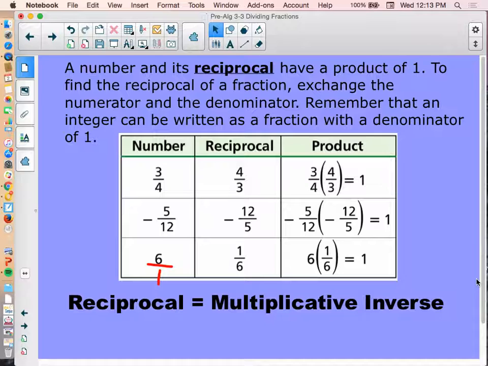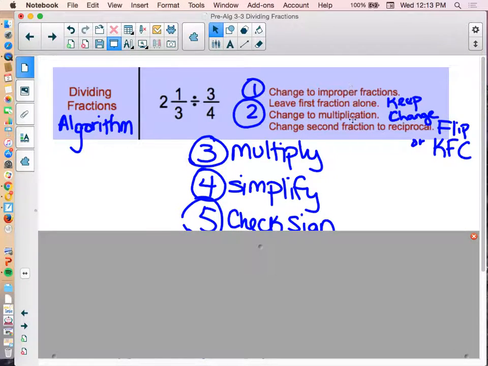The multiplicative inverse, we've talked about that word before, but it's basically what do you multiply by to get 1? When you're dividing, just like we wrote down in our notes, first you change to improper, and then you keep, flip, change it to multiplication, and flip the second fraction, and then you go ahead and multiply. When you simplify, you're basically using dividing by 1 to figure out a simplified answer. And don't forget to check your sign.